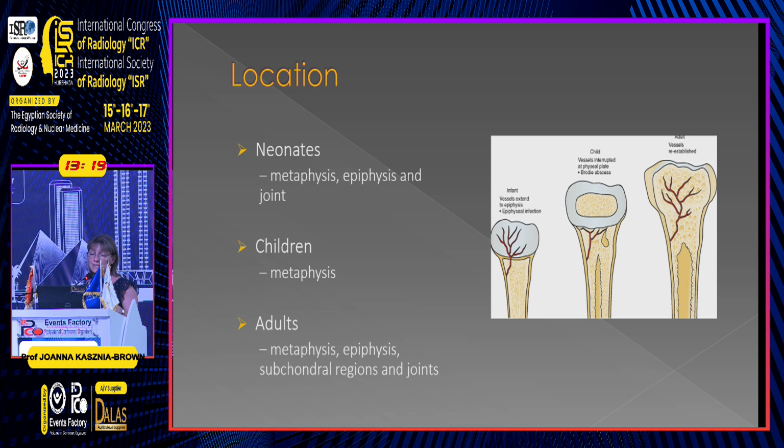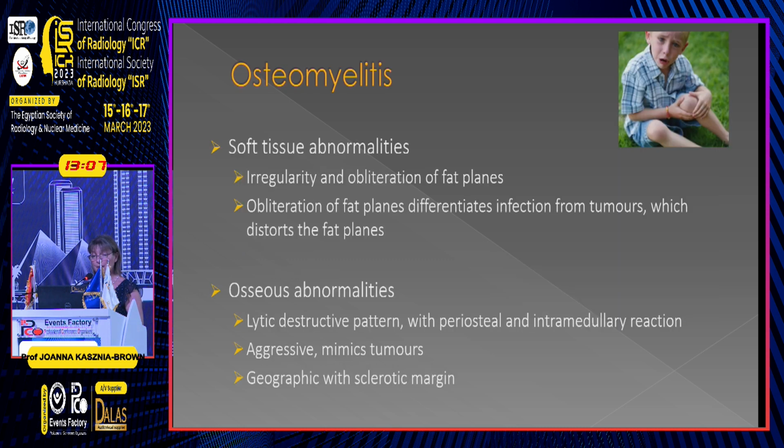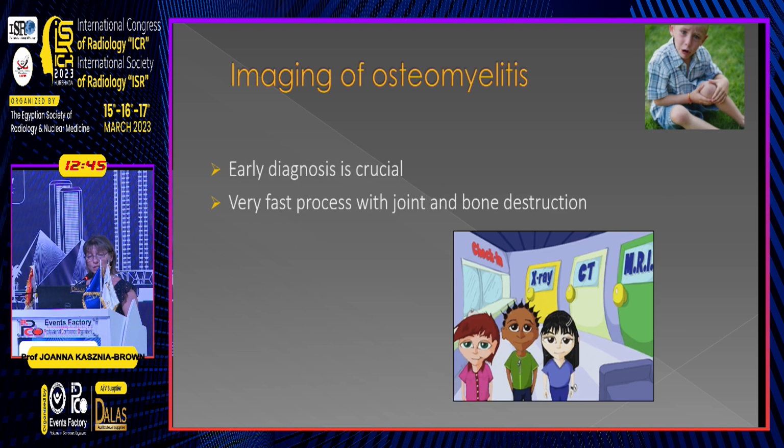So the differences in the location and the spread of the infection in neonates will be metaphysis-epiphysis joint, in children metaphysis, and in adults again metaphysis and epiphysis. And this is important how we image and which part of the bone we are concentrating. Very often in osteomyelitis, there are not only osseous abnormalities that I listed here on this slide, but also we have soft tissue abnormalities. And very often the soft tissue abnormalities are first visualized on our imaging.